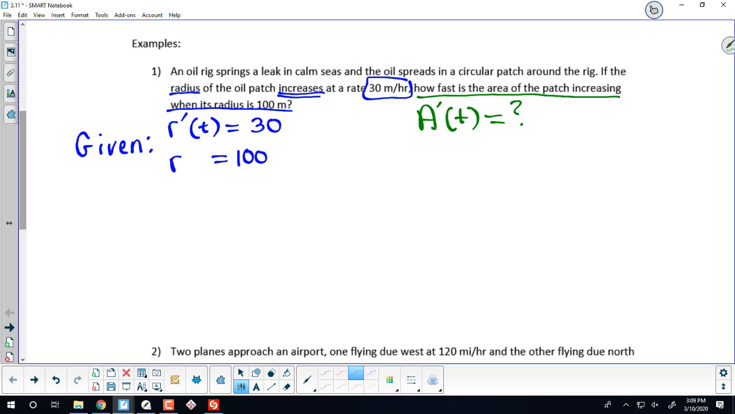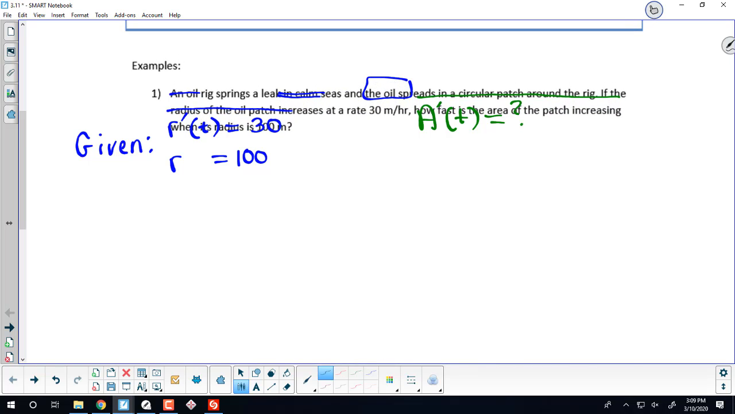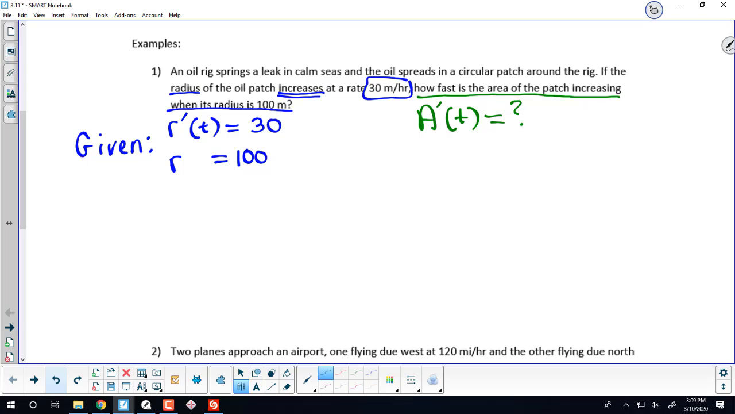Now, with all of these problems, you've got to establish a relationship. We're going to establish the relationship between the area and the radius based on the area of a circle, because it's a circular patch, right? So here's our relation. Area of a circle: area equals pi r squared.